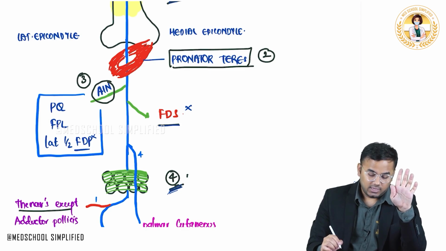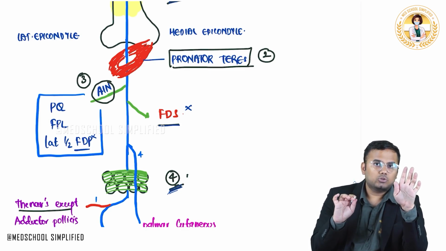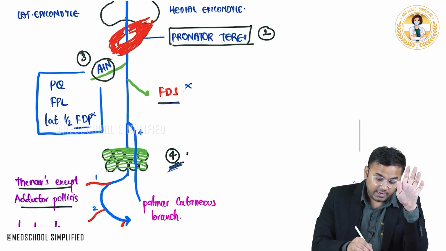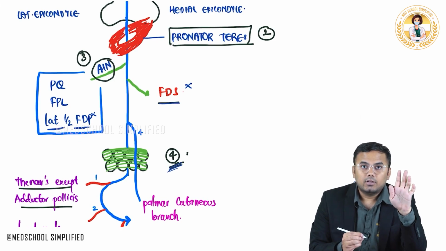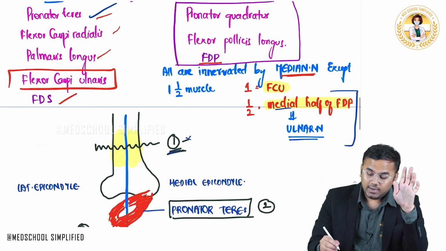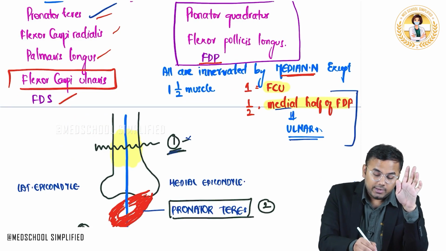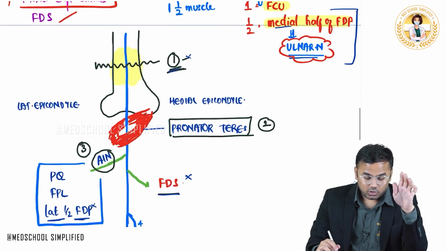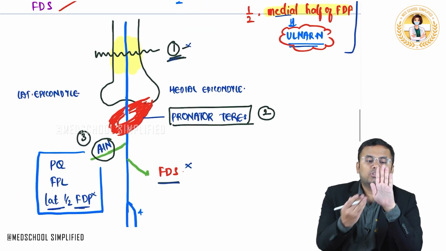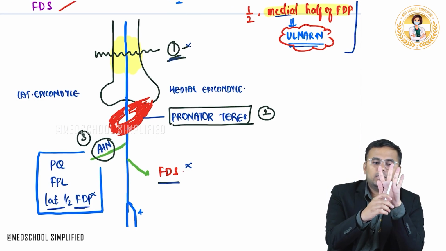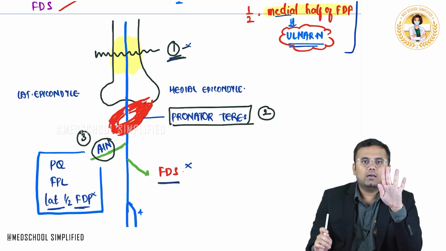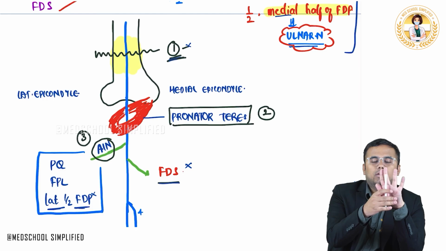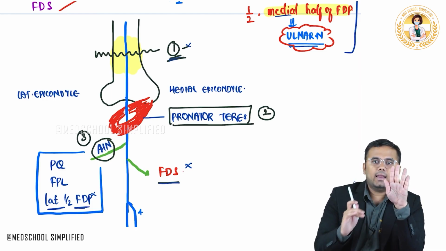But remember one thing: FDS is completely gone, so he cannot bend. But in FDP, only the lateral half is supplied by the median nerve. The medial half is normal because the medial half is supplied by the ulnar nerve, and the ulnar nerve is not damaged here, only the median nerve is damaged. So this is the medial part, this part is the radial part, the lateral part, medial and lateral.